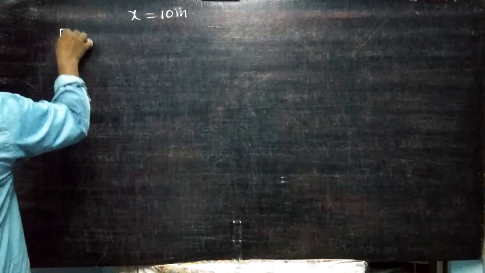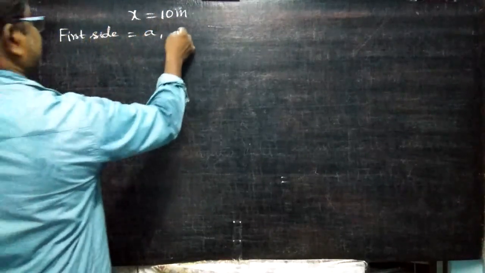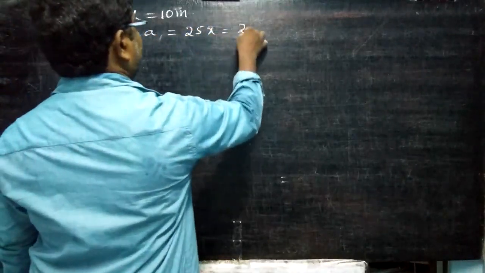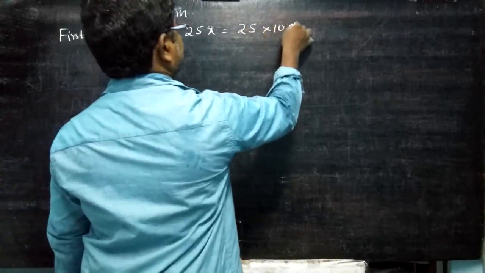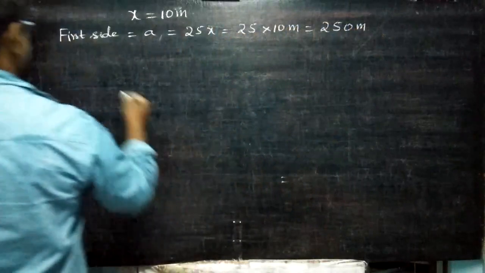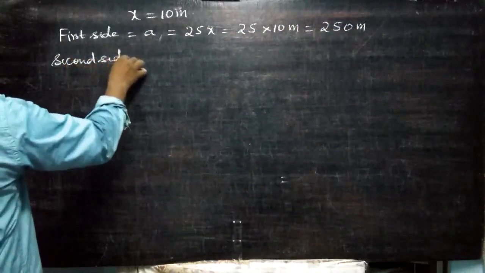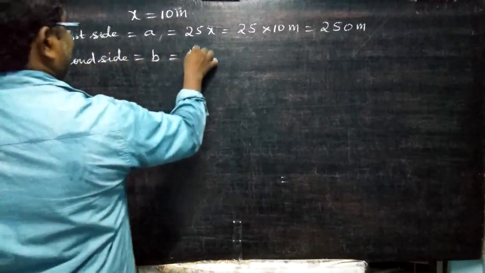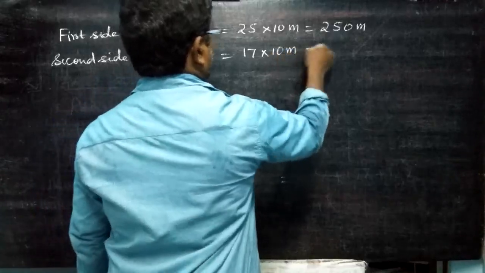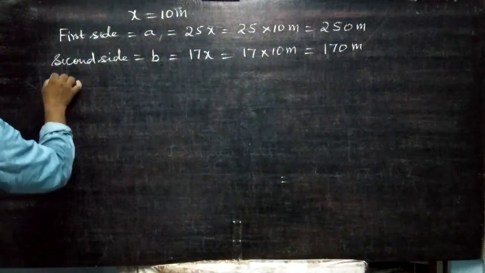Now we got x is equal to 10 meters. Now the first side, think of it as a. A is equal to 25x, that is equal to 25 into 10 meters, 250 meters. Next, the second side, we are thinking of it as b: 17x, 17 into 10 meters, 170 meters. Third side.